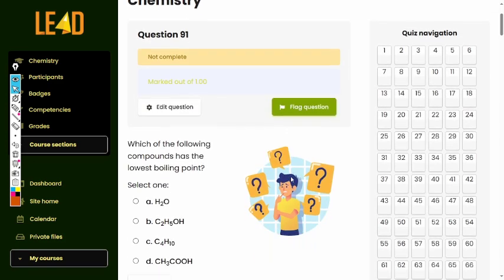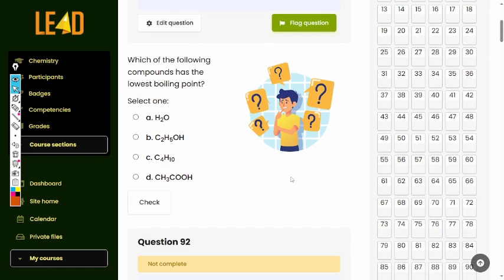Question 91. Which of the following compounds has the lowest boiling point? We can measure the boiling point by checking the type of bond that is present here. So the one that is most covalent would give you a low boiling point. Okay, so if you look at water, water is a polar covalent compound. So the polarity there gives it a relatively higher boiling point than most covalent compounds. And then it has hydrogen bond there, so it has a higher boiling point than most covalent compounds.